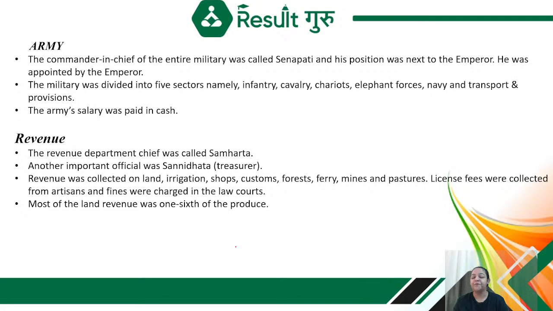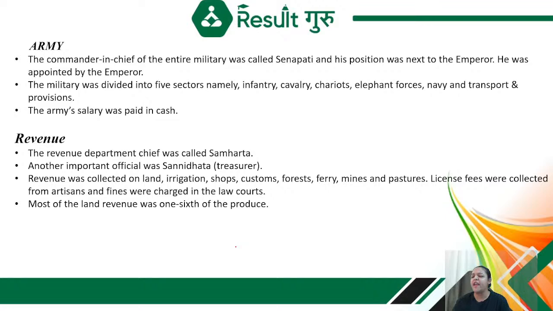Now, how was the revenue collected? The revenue department chief was known as Samharta. Another important official was Sanidhat, who was the treasurer. Revenue was collected on land, irrigation, shop, customs, forest, ferry, mines, pastures.